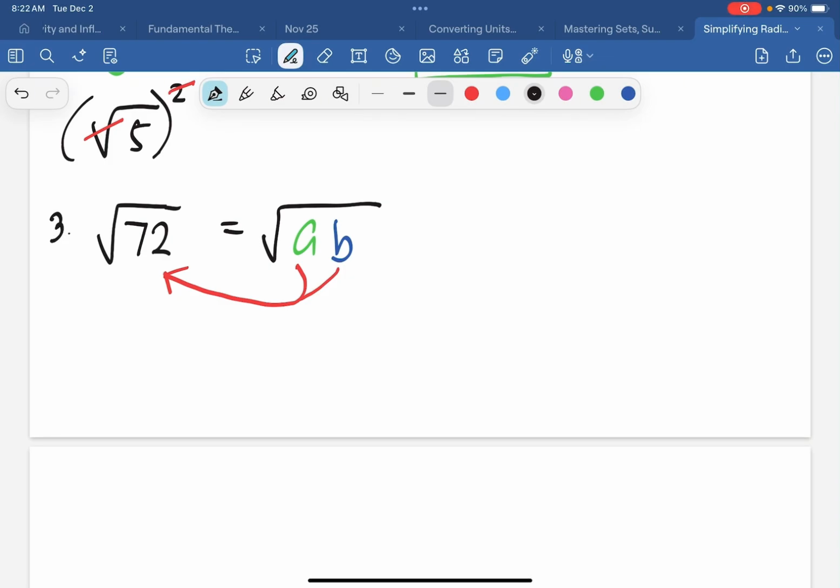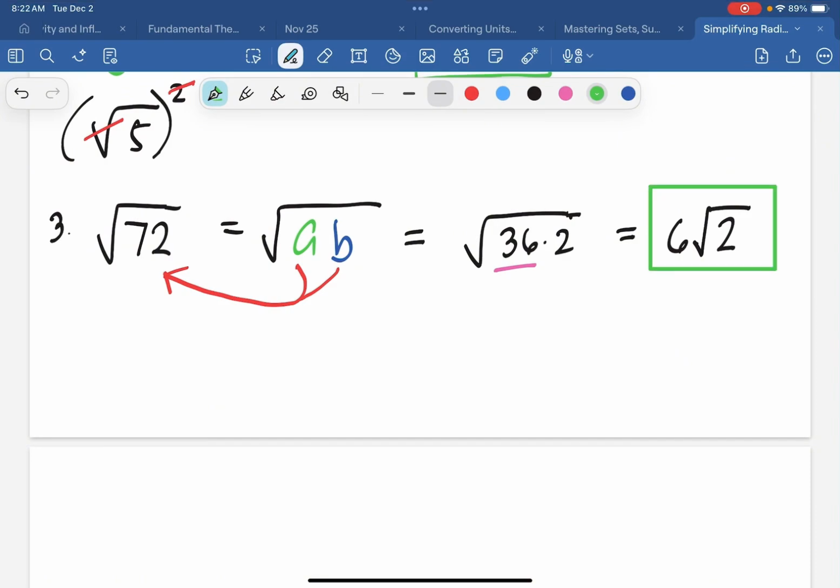Alright, so based on this, you could use 36 and 2, because as you multiply both numbers, 36 times 2 is 72. So like what we did earlier, extract the principal root of 36, which is positive 6, and then leave the non-perfect square inside the radical. So the answer for the square root of 72 is 6 square root of 2.